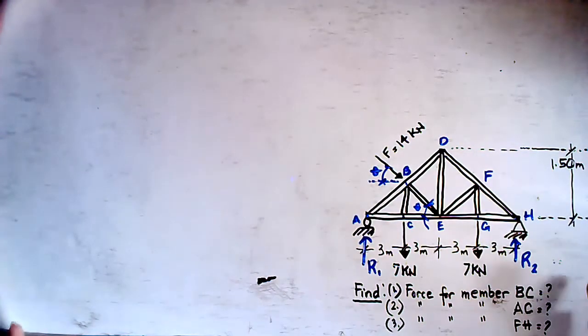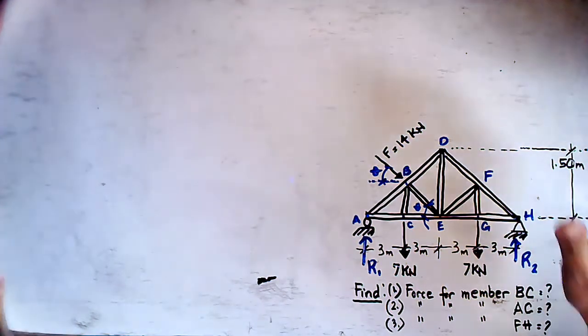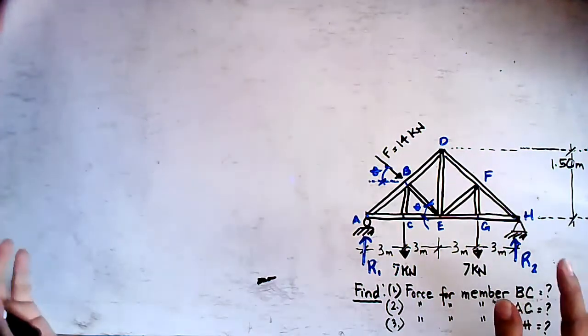So we are going to solve another problem. This time, we are going to discuss a problem involving trusses. We are going to analyze this given truss. By the way, we are going to make use of the joint method.